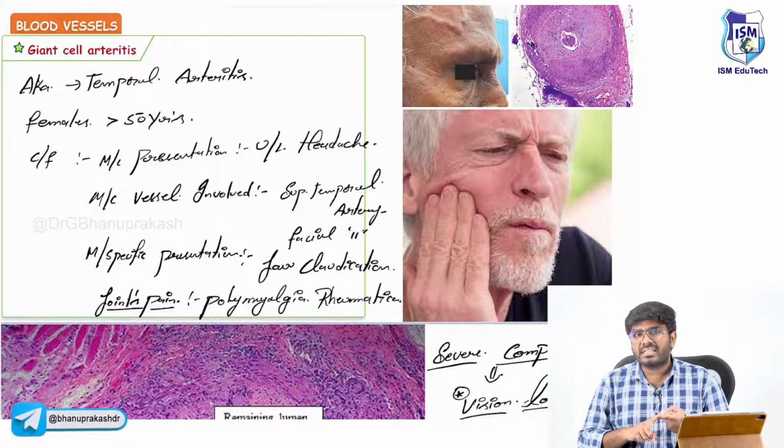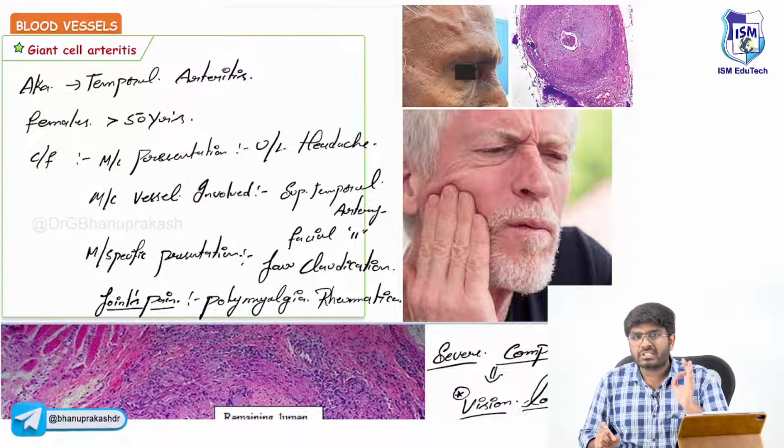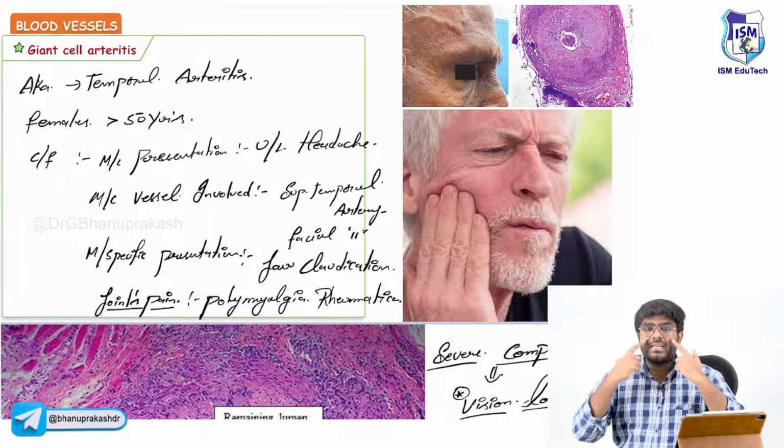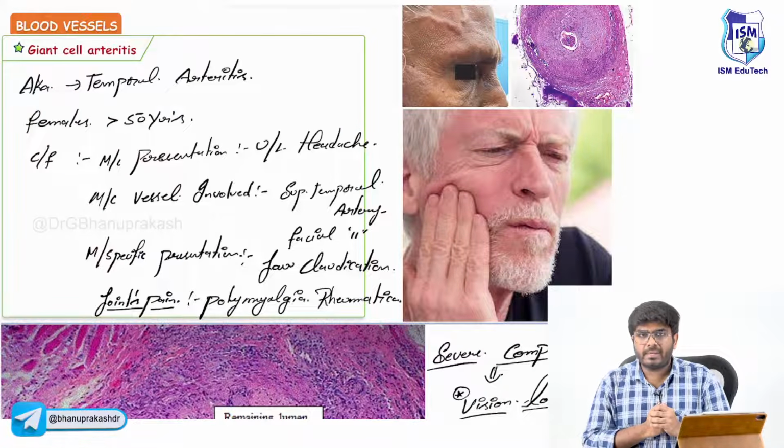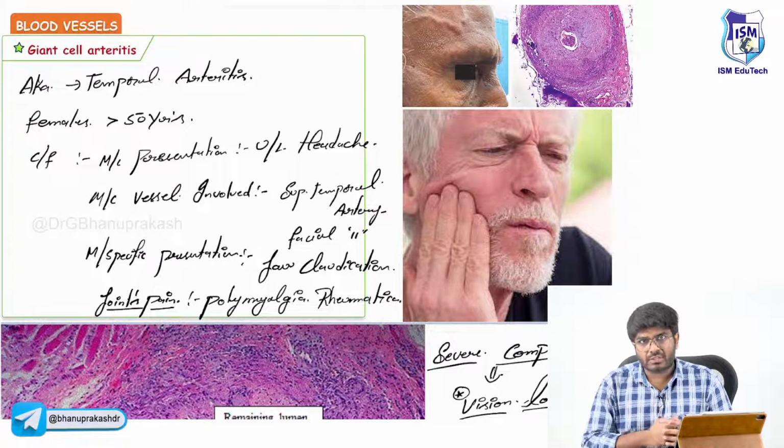The most common blood vessel that is involved is the superficial temporal artery. Apart from the superficial temporal artery, multiple arteries can be involved. Even the facial artery can be involved. This involvement of the facial artery can lead to jaw claudication. Whenever the person tries to open the mouth or do any movement, that will cause pain. Jaw claudication is going to be seen.